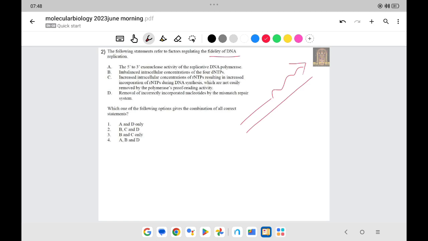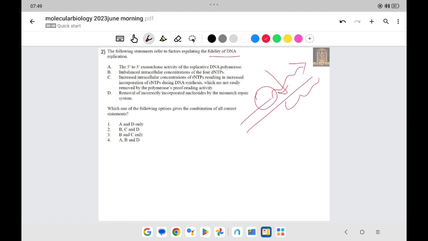Let's see, here the polymerase is present, and if it is incorporating the correct nucleotide, meaning the exact complementary sequence of this template strand, that means this DNA polymerase has the high fidelity rate. And if it is incorporating the wrong nucleotides against this template, that means its fidelity is too low.